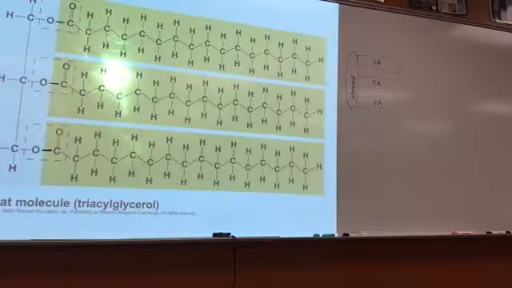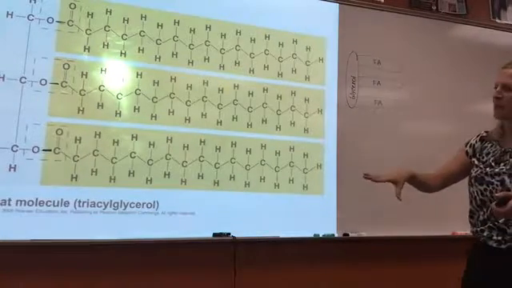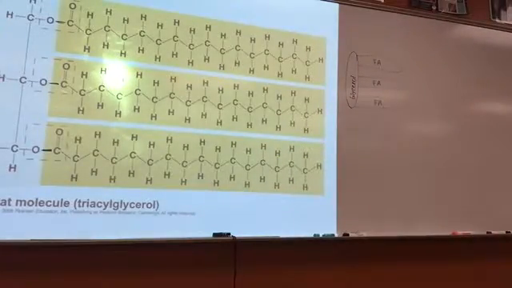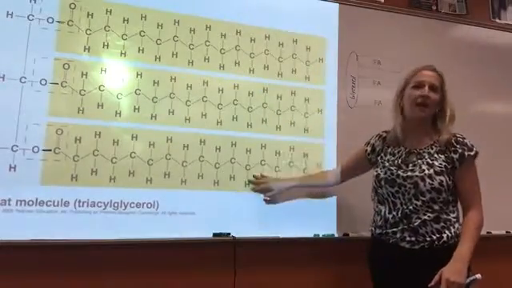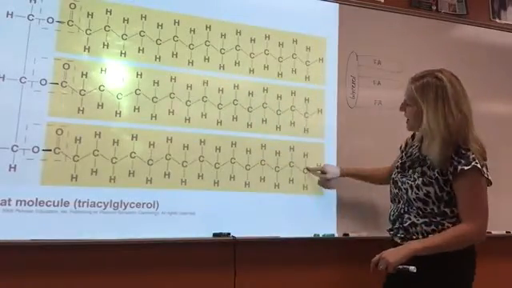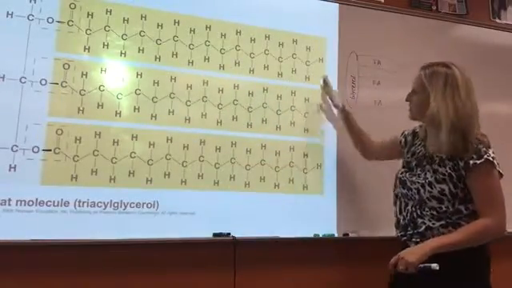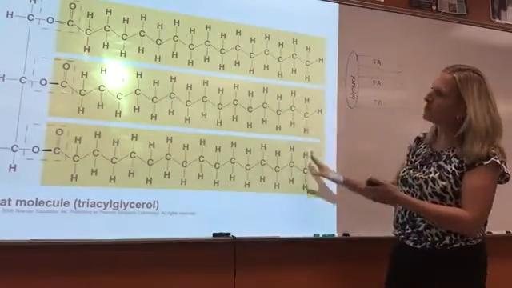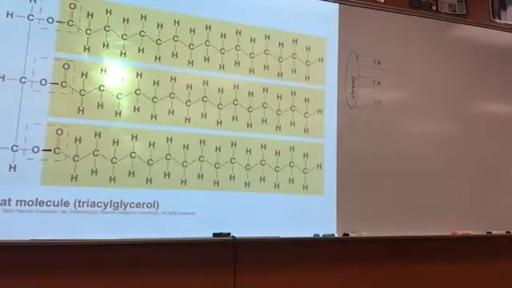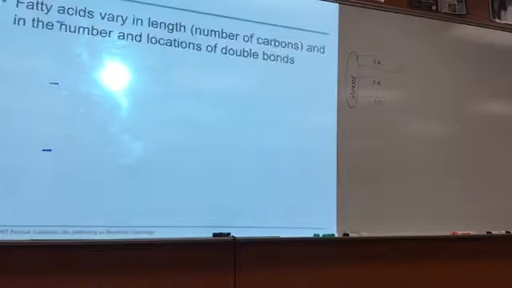Now, one thing about this is we're going to see that there's lots of different types of fat molecules, and one thing that makes one fat molecule different from the next is the characteristics of the fatty acids. Now this picture here shows you pretty much that the fatty acids have the same number of carbons, they're the same length, there's no double bonds, and so on, and so each one of these are the same. That doesn't necessarily have to be the case. There are different kinds of fatty acids. So how can a fatty acid differ? And that's the next bullet here.